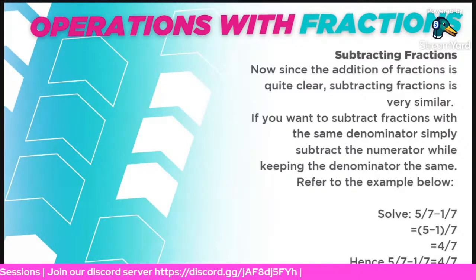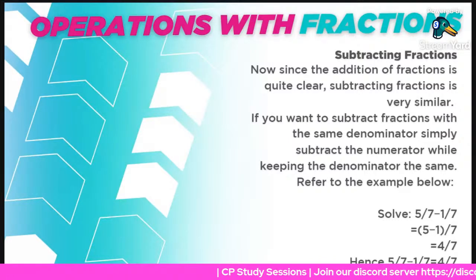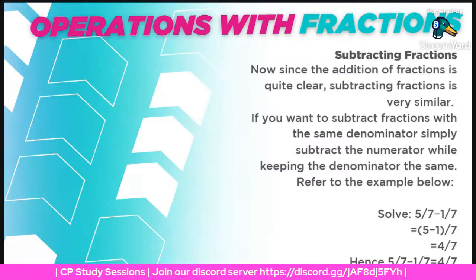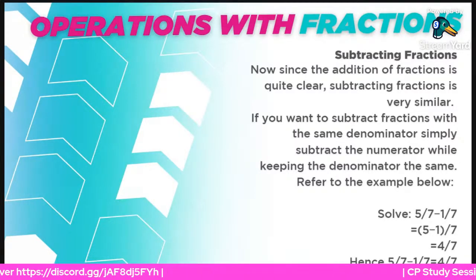So let us refer to the example below. So 5 over 7 minus 1 over 7 is equal to 5 minus 1 over 7. Ang magiging sagot ng 5 minus 1 is 4. And then, ang magiging sagot natin for final answer is 4 over 7. Pakisabi kung masyadong mabilis ang discussion or tama lang ha.